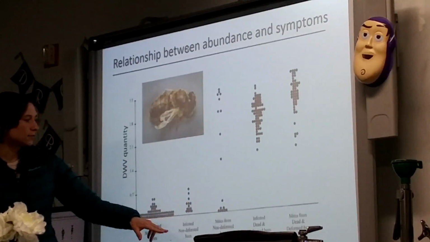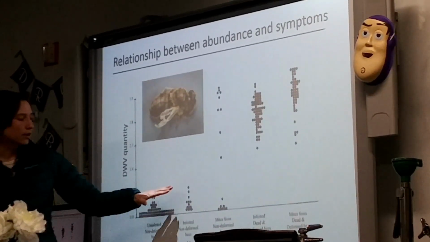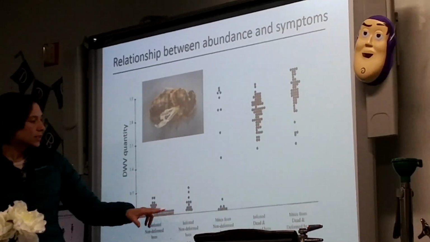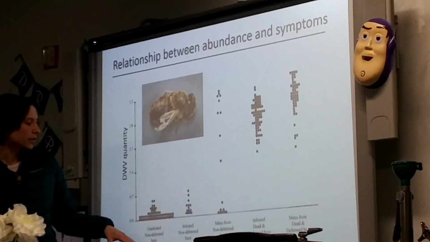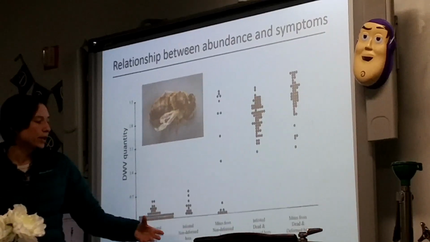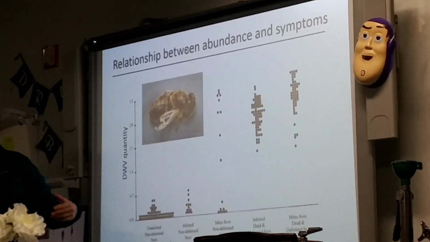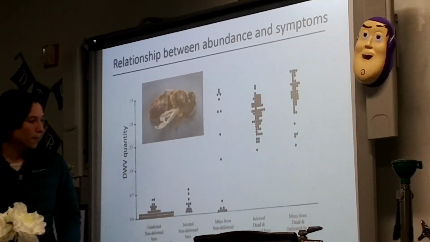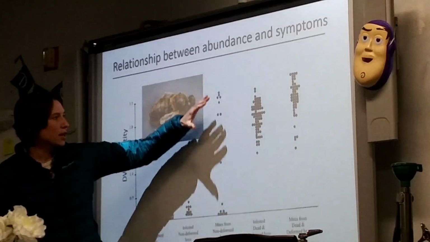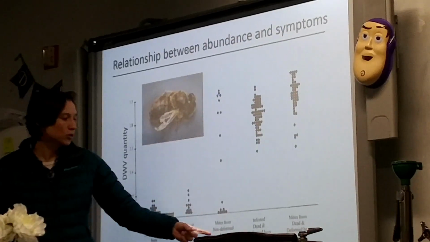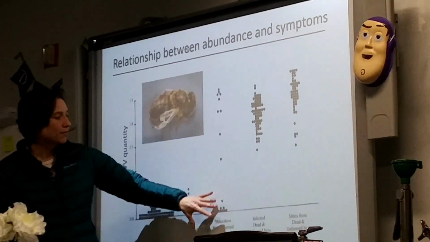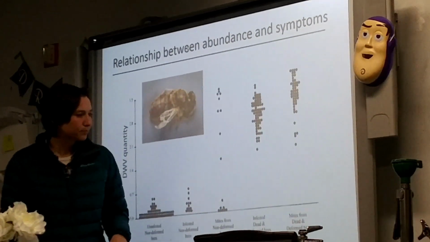Infested, non-deformed bees, so these are bees that are infested with Varroa mites, still have a fairly low deformed wing virus titer. So they're not showing these wing deformations, meaning they're not showing the symptoms. So this is providing evidence that mites are actually collecting this virus and transferring it. So if you look at the mites themselves, they have a fair amount of deformed wing virus.